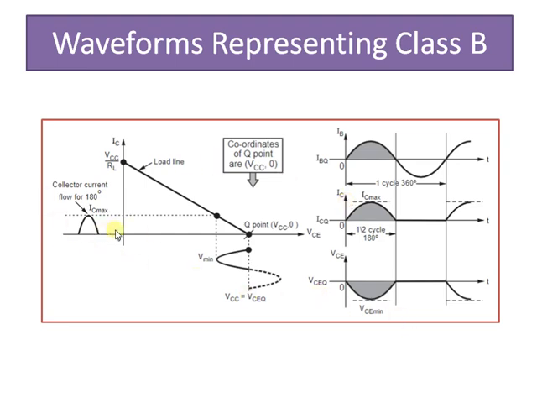So you can see that in this particular case, the Q point is located at the cutoff region. So the output signal will vary over 1/2 of the input signal. So only for 1/2 of the input signal the output will vary. So that is why we can see that the collector current flow is only for 180 degree.